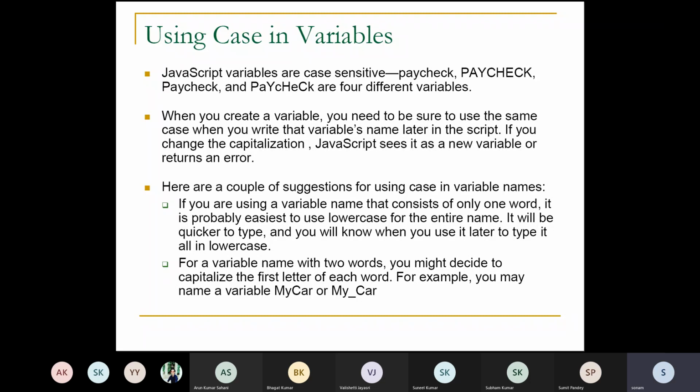So usually we suggest go for all small, means use lowercase for variable declaration. But in case your variable consists of two words, like my car as it is given over here, use capital M and capital C for both the terms, or you can write it completely lowercase and place an underscore between the two words. So whatever you like, you can use it.